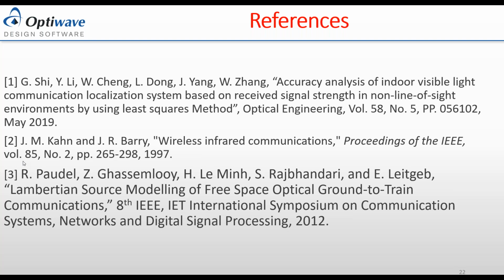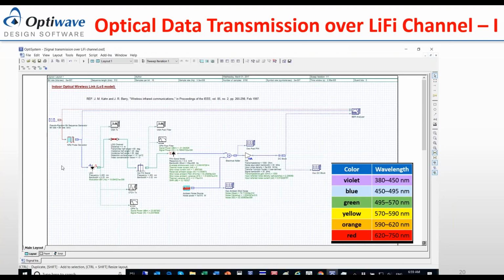Okay, another question is about the modulation schemes used in OptiSystem, in the LiFi channel, what kind of modulation you can use. In principle, you can use any type of modulation. In this example, as you saw here, we used non-return to zero. However, you can use whatever modulation scheme in this section and transmit it over the LiFi channel and then evaluate based on that.